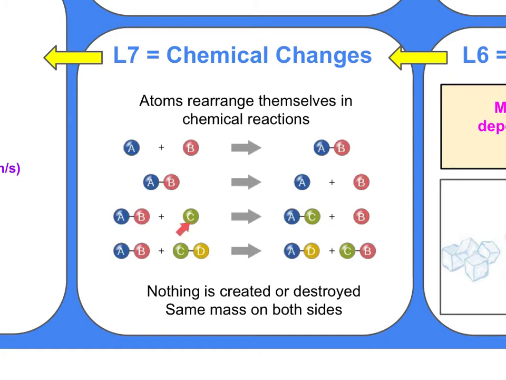Introduce a new one, C. You could have AB plus C. C could go with A this time and leave B on its own. So chemical changes just rearranging themselves. Nothing is created or destroyed, they're just rearranged.